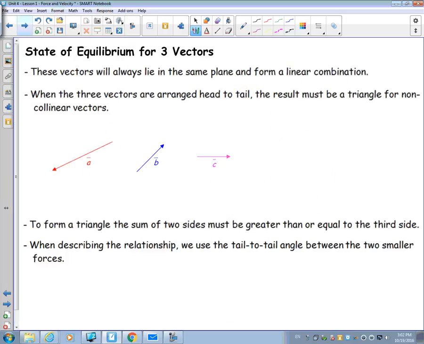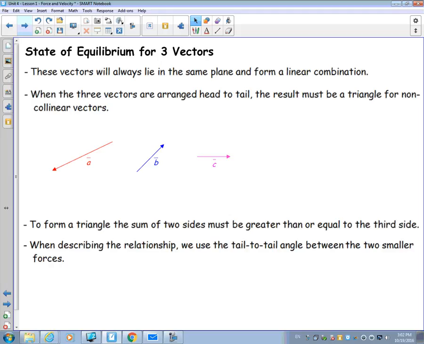Okay. If we look at the next idea, so we've got 3 vectors now. Something we should know about 3 vectors. Always, always, always true. If they lie in the same plane, they have to form a linear combination. We've talked about that in the past. And when they're arranged head to tail, they have to make a triangle. They have to. If they're going to be in equilibrium, the 2 vectors have to balance each other out.